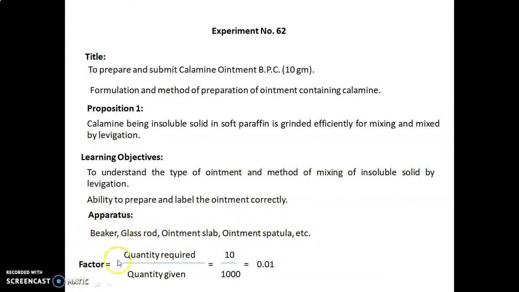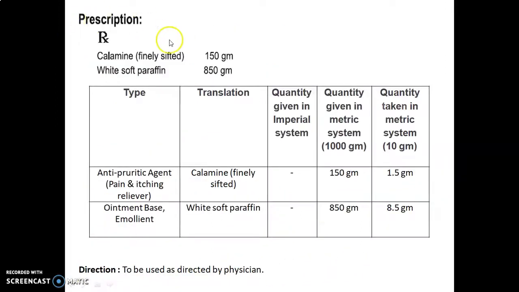The factor is calculated as quantity required upon quantity given, which is 10 upon 1000, that is equal to 0.01. The prescription is Rx: calamine, finely sifted, quantity given 150 gram, and white soft paraffin 850 gram. In the formulation table, type is the category, use or role of the ingredient, and translation means the name of the ingredient. As there is no quantity given in the imperial system or in Latin, we have quantities given directly in the metric system for 1000 gram, and the quantity taken in the metric system to prepare 10 gram.